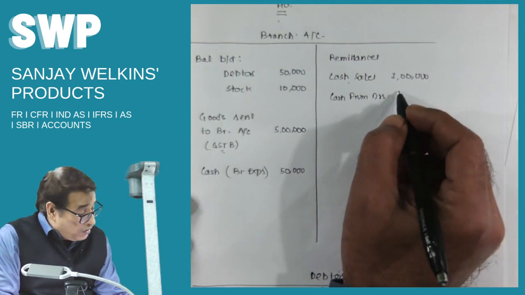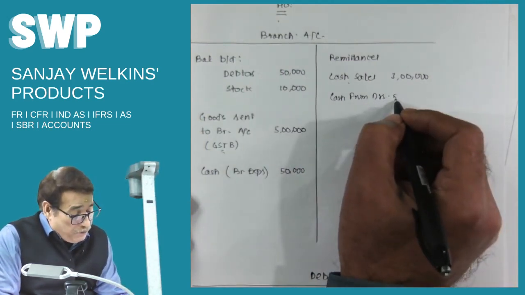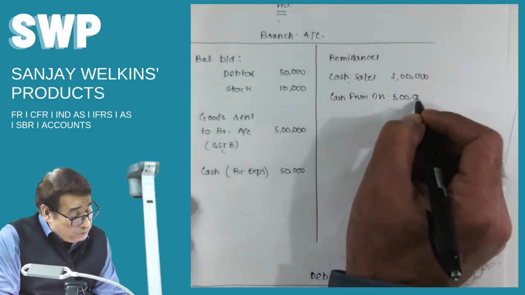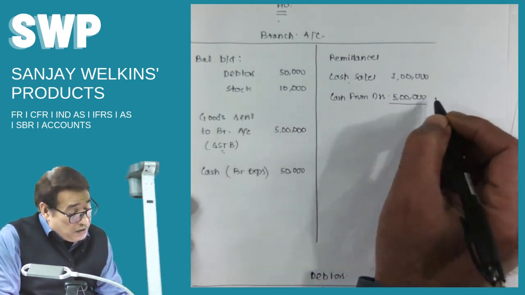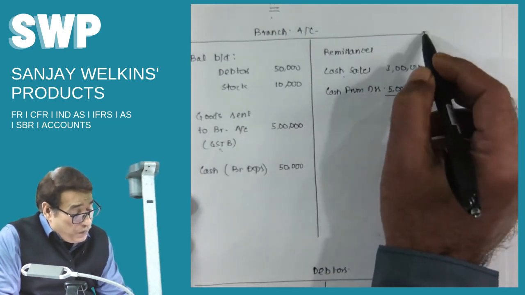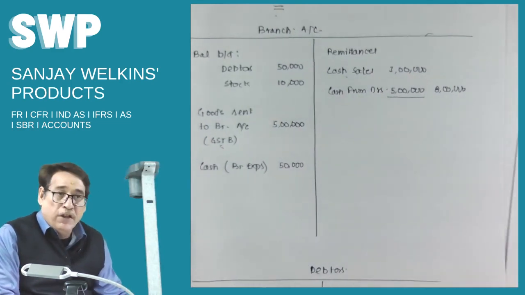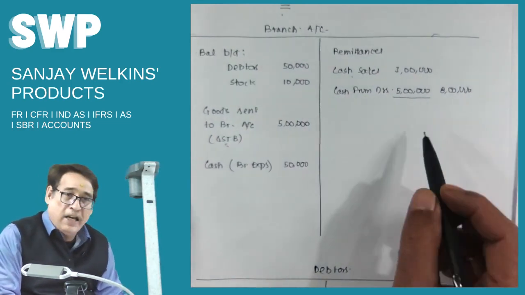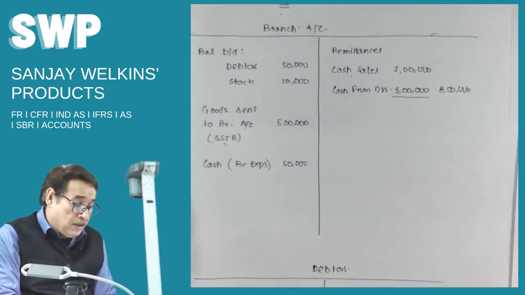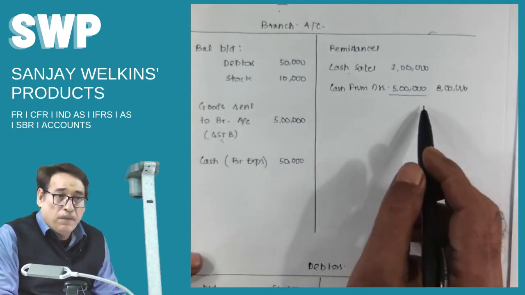Cash from debtors, we had written 5 lakh. So we received from debtors 5 lakh. So total remittances will be equal to how much? 8 lakhs. That means the branch has collected 8 lakh rupees on account of cash sales and cash from debtors, and it has sent 8 lakh back to head office. This is exactly the main task and responsibility of the branch. Is it clear to you?